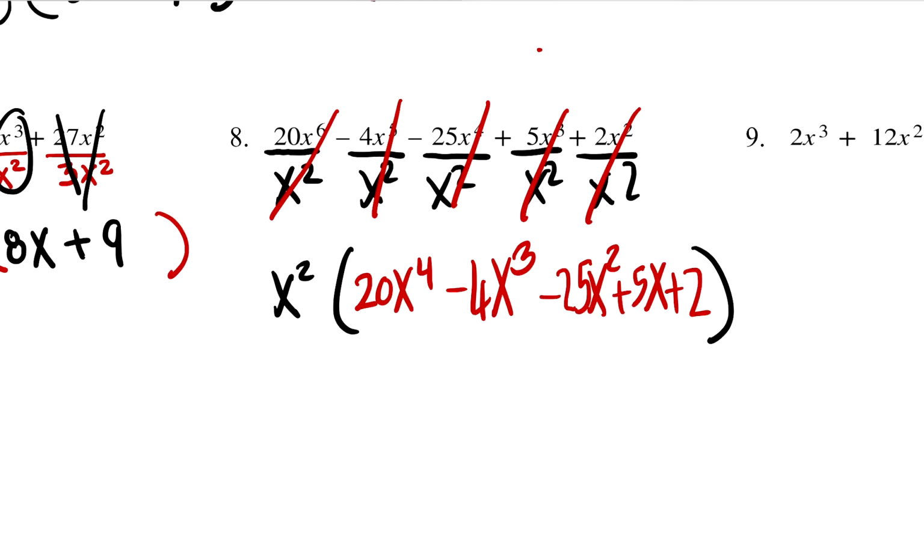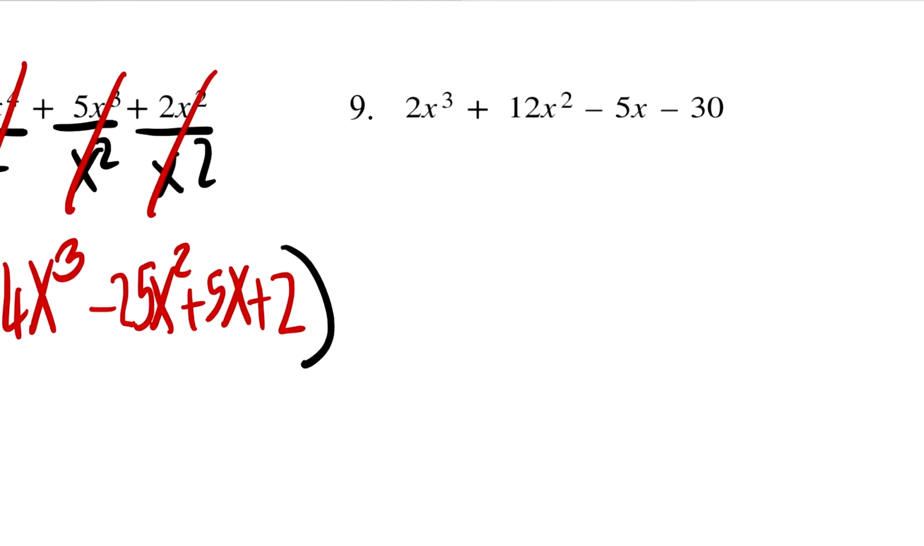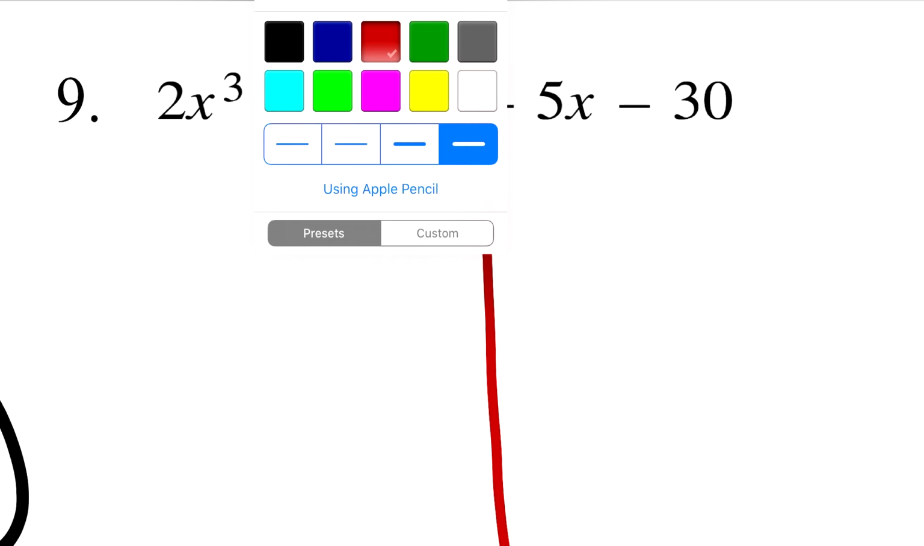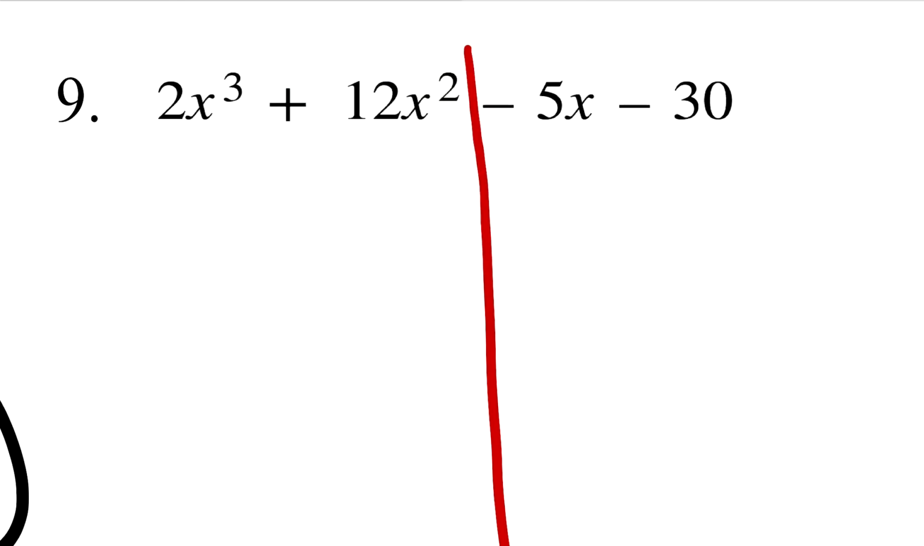Great job. Going over to number 9. Now this is a 4-term problem. We need to differentiate between polynomials that contain 4 terms and the ones that don't. The ones that contain 4 terms, we factor by grouping. The way we start is we draw a line that divides the first two terms and the last two terms. Now we ask, what do these two terms have in common?